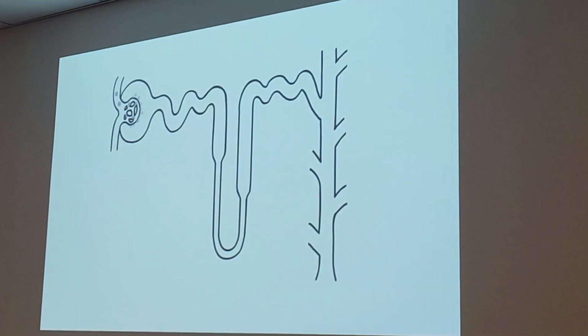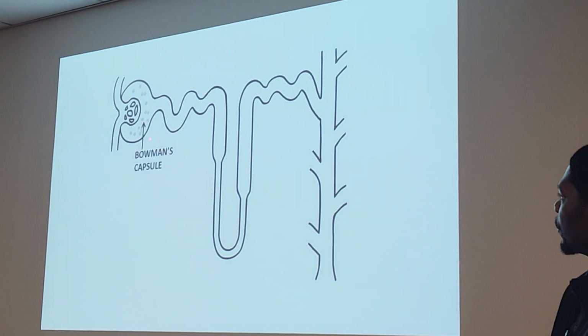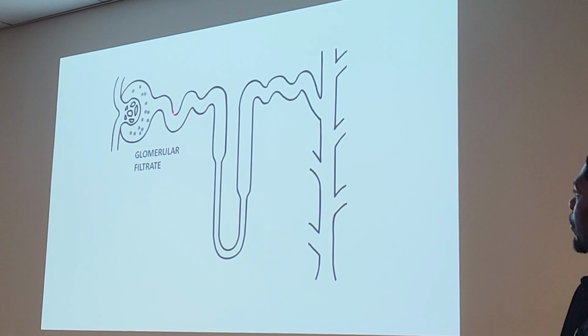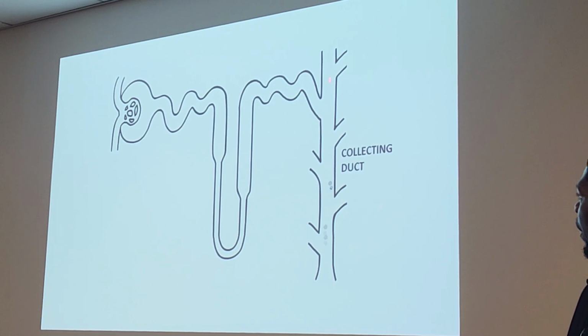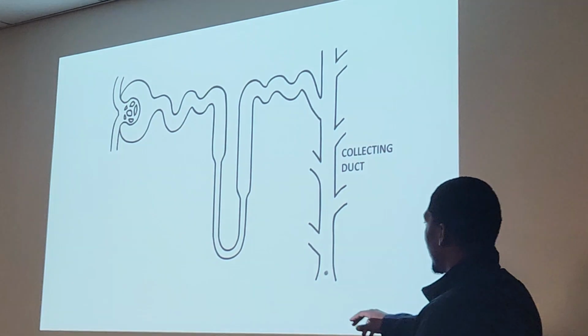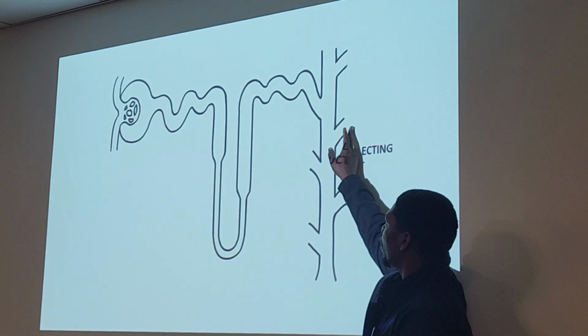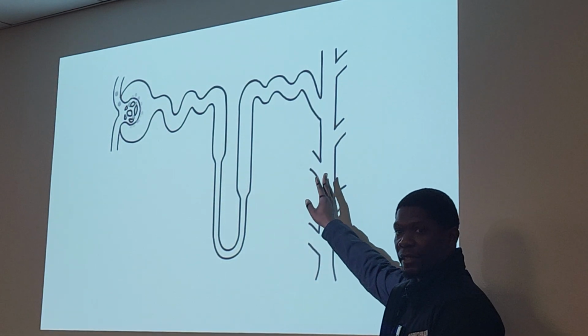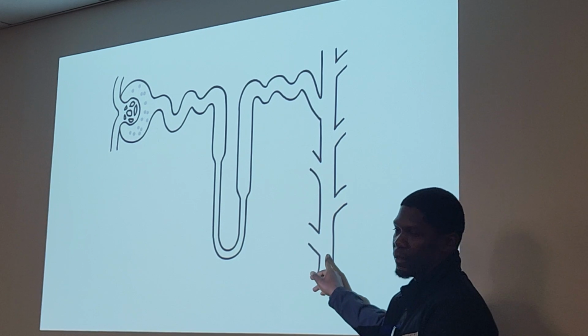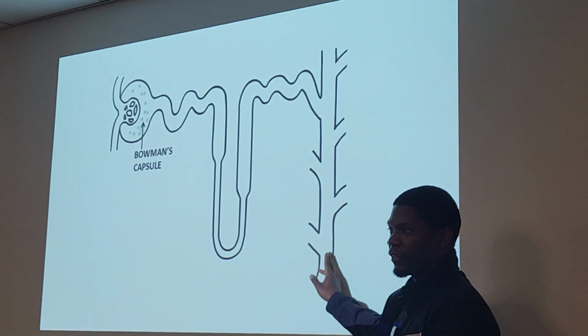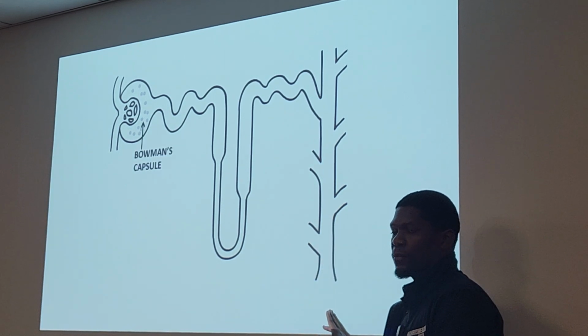So, how does it work again, guys? It's going to be filtered into the Bowman's capsule right there, then into the proximal convoluted tubule right there. We're just going to let it roll. Then the distal convoluted tubule, distal right here, and then finally into the collecting duct. All these little areas you see right here are the other nephrons that are connecting to this same collecting duct, which will eventually drain into the calyces.